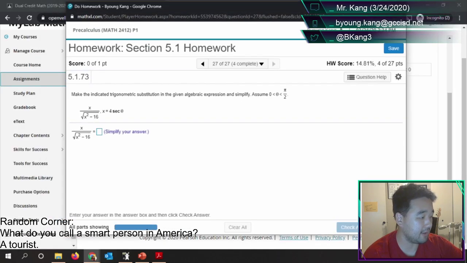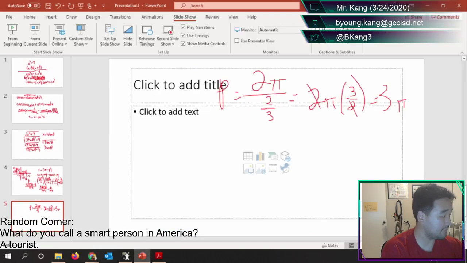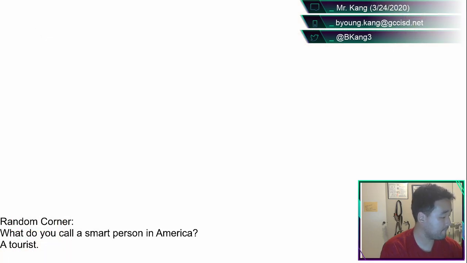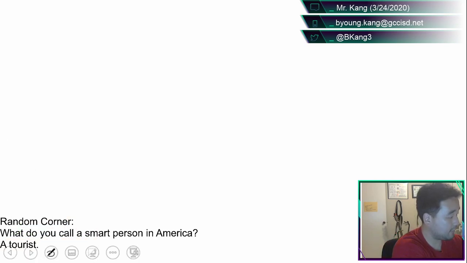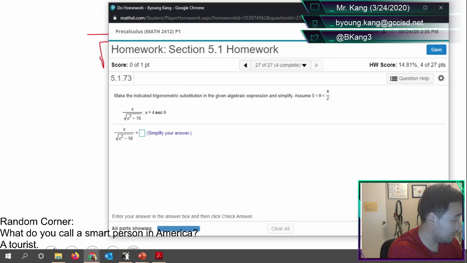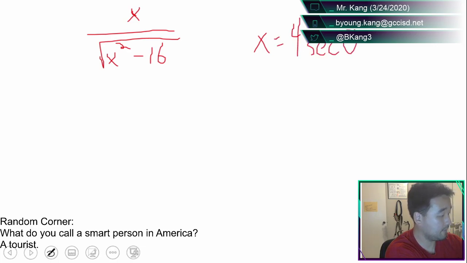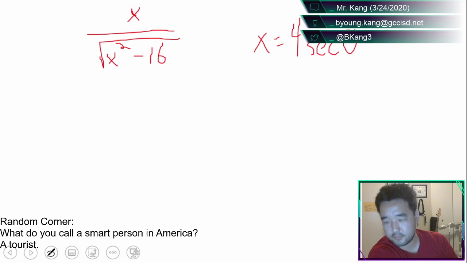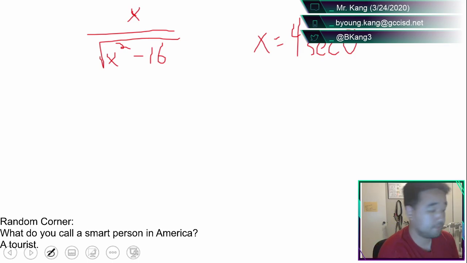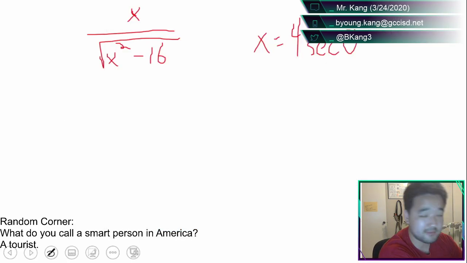All right, so this problem is in the same vein as the one we did earlier, except there's just more algebra to simplify it. So you've got x divided by square root of x squared minus 16. And then they're telling you to sub in x equals 4 secant. Okay, so number 21 was on 5.2. All right, we'll do that after. So you've got 4 times secant to plug into two different places here. And it says assume quadrant 1, between 0 and pi over 2, so we can make everything positive.